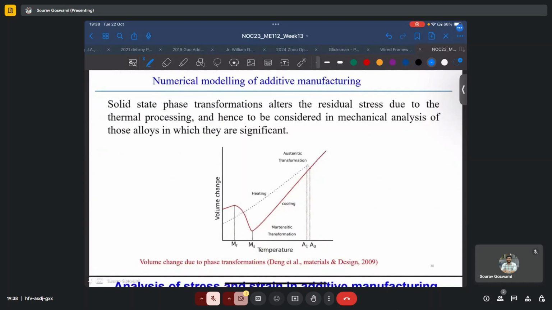Regarding the transformation strains, solid state phase transformation alters the residual stresses due to thermal processing and hence should be considered in mechanical analysis of those alloys in which they are significant. An example is shown here, specifically for the volume change due to martensitic transformation, whereas we see that for austenitic transformation, the associated volume change is really low.